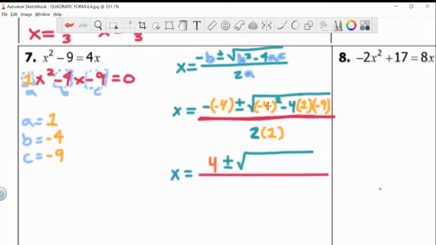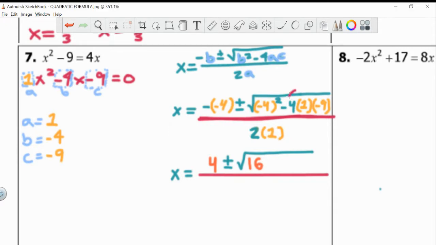Then we have -4 squared. Again, an easy mistake here would be to say 4 squared is 16, so that should be -16. But we know -4 times -4 is +16. So this number right here is always going to be positive because anything squared is always positive. So we've got 16 here.